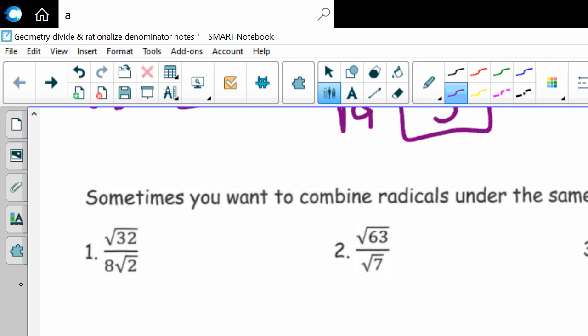Then it says sometimes you want to combine radicals under the same sign and then divide. Okay? So anytime that you have a radical on top and a radical on bottom, you can combine those numbers. You can go ahead and divide them if they will divide. So number 1 says the square root of 32 divided by 8 square roots of 2. If I just look at my radicals, 32 and 2, well, I know I can divide that. 32 divided by 2 is 16. My bigger number is on top, so my answer goes on top. So I have the square root of 16 still underneath the radical, because all that I did was square root of 32 divided by 2.